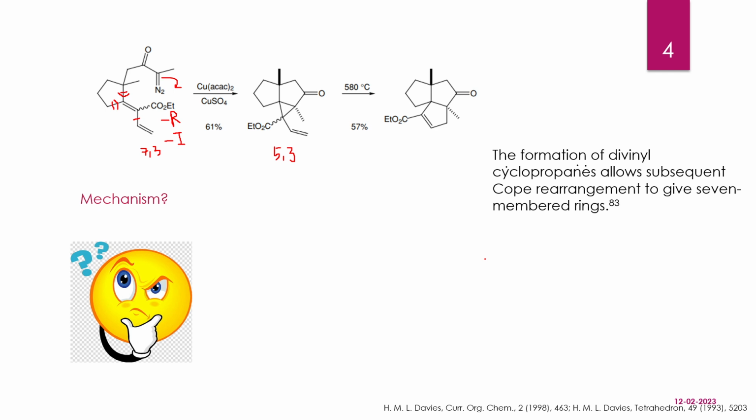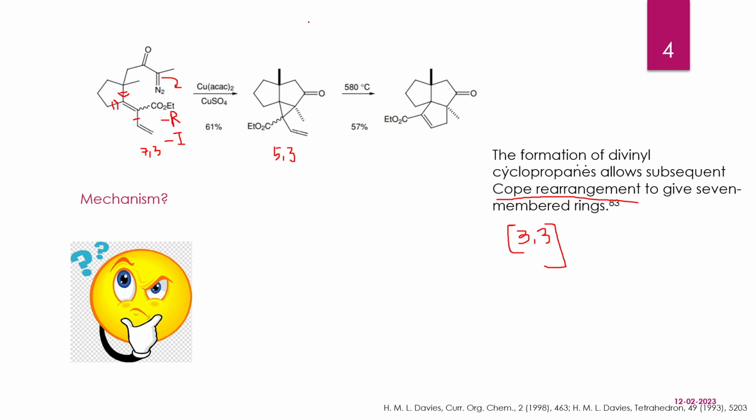So I think most of you have heard about the Cope rearrangement. What is that? A 3,3 sigmatropic rearrangement. This Cope rearrangement is also a name reaction. The mechanism is mainly based on the 3,3 sigmatropic rearrangement. So what is happening in this case?